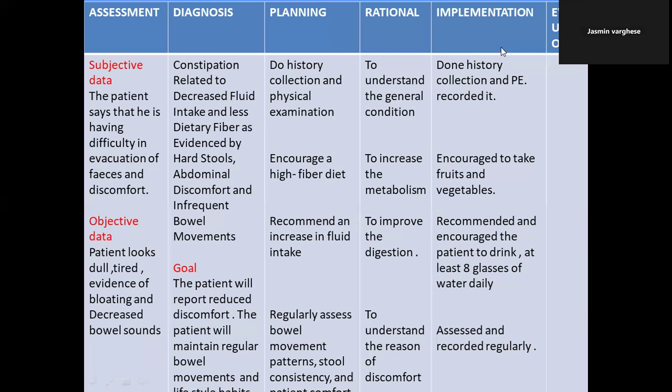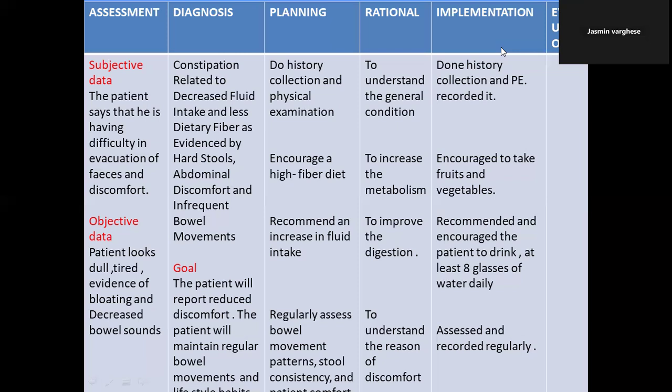The second planning: encourage the patient to take a high fiber diet. For what? To increase the metabolism. In implementation you can write, encouraged the patient to take fruits and vegetables.